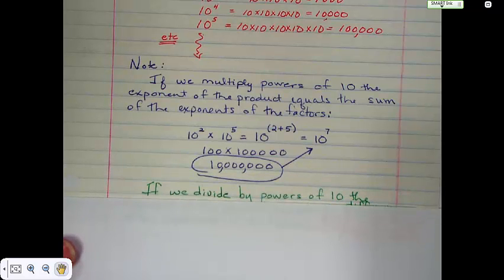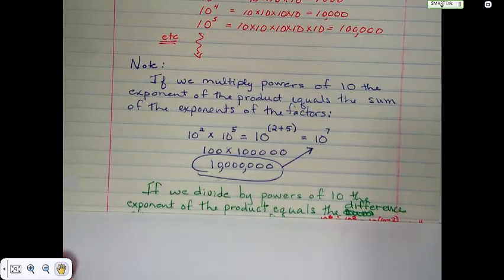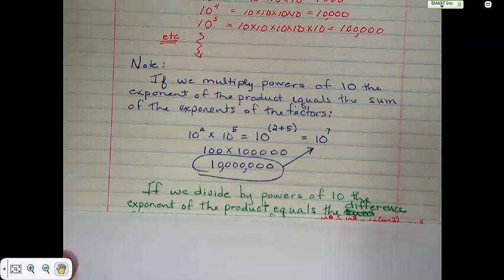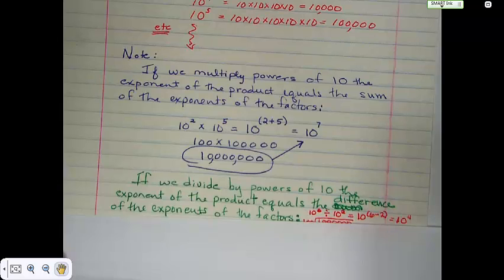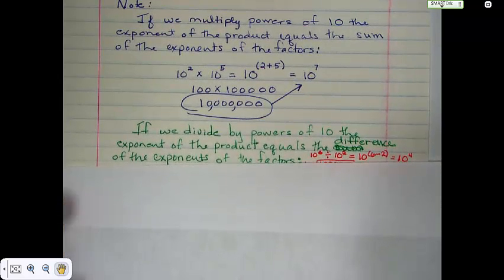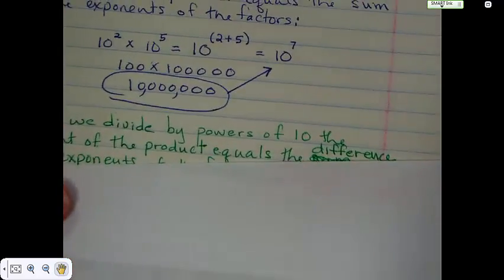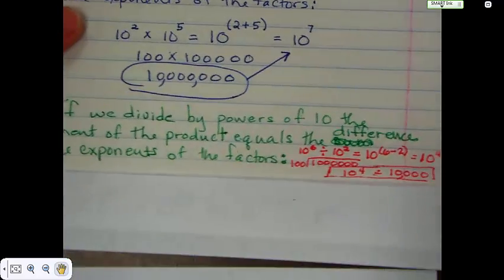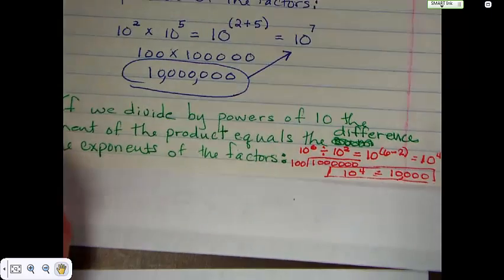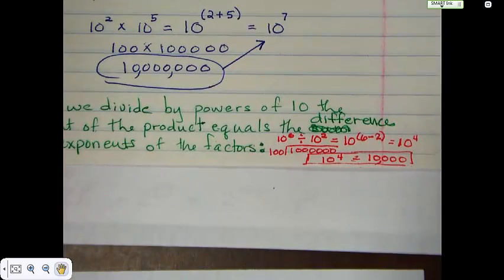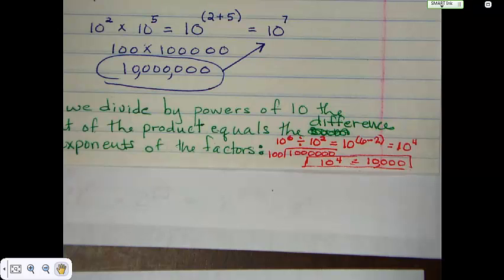If we divide by powers of 10, the exponent of the quotient equals the difference of the exponents of the factors. If you can see down here, it's kind of little. I should probably blow that up so you can see it a little bit better. Here, I'll move this so you can see it. 10 to the sixth divided by 10 to the second yields 10 to the 6 minus 2, which is equal to 10 to the fourth.